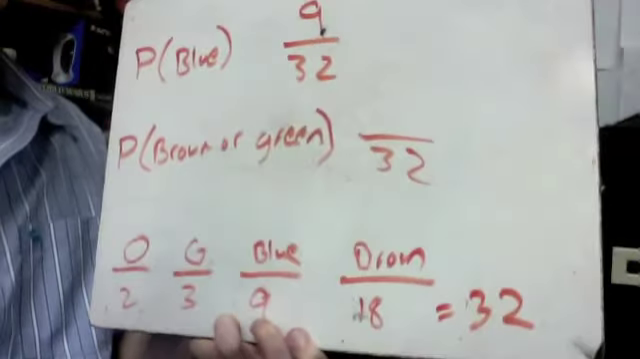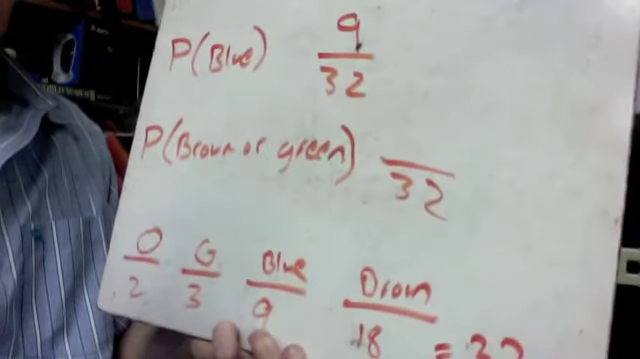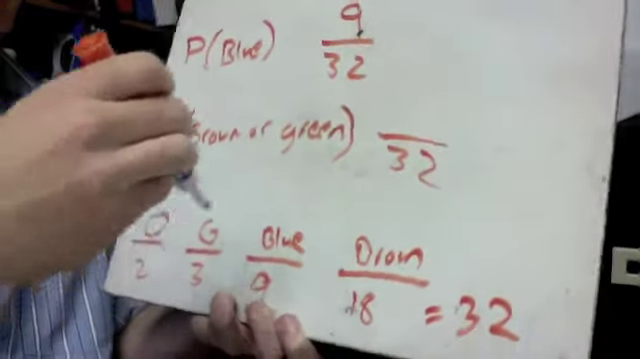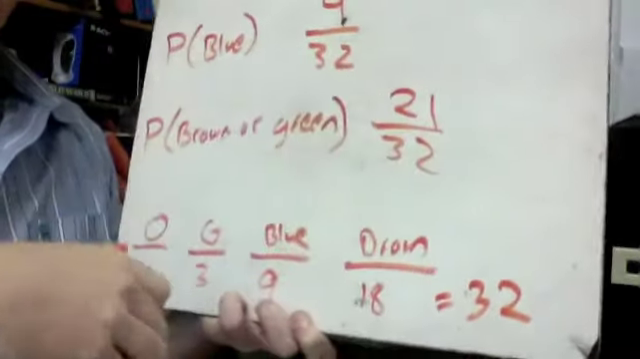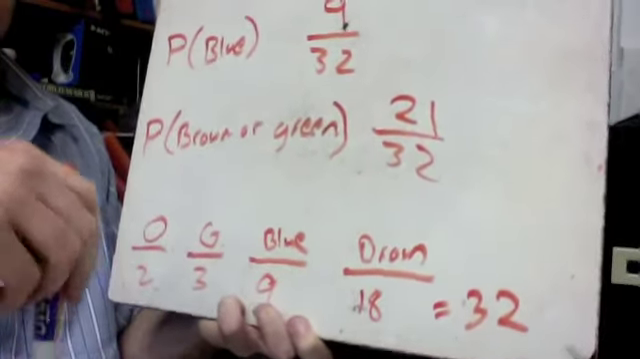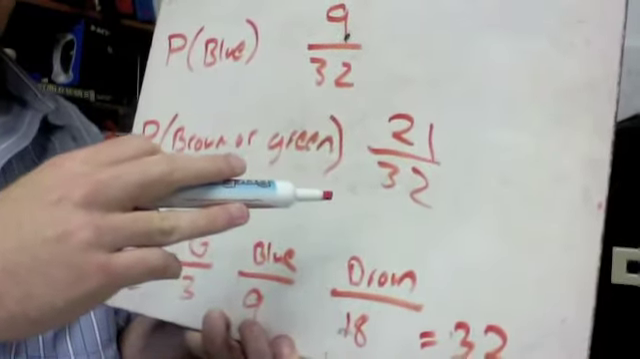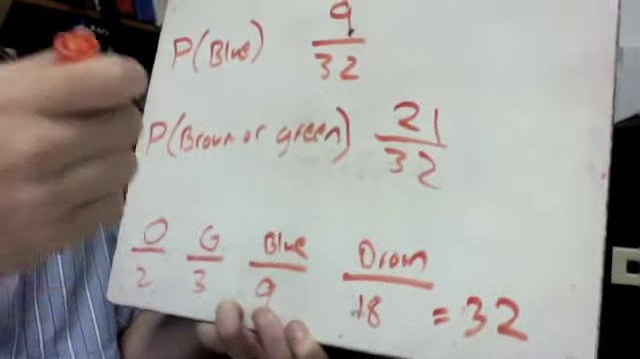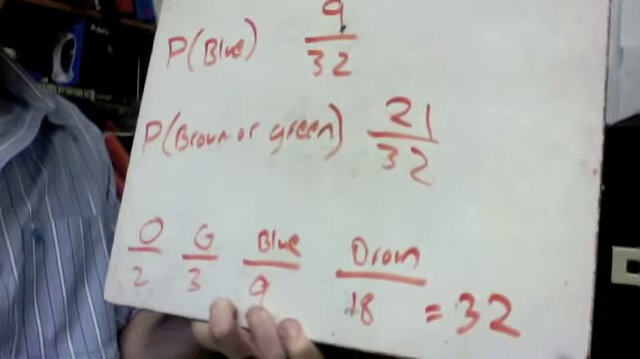having blue eyes. The other one, brown or green, so we need a combination. Brown is 18, green is 3, so altogether we would have 21 out of 32. So if I picked a student out of random in this 32-person group, there is a 21 out of 32 chance that their eyes are either going to be brown color or green color.